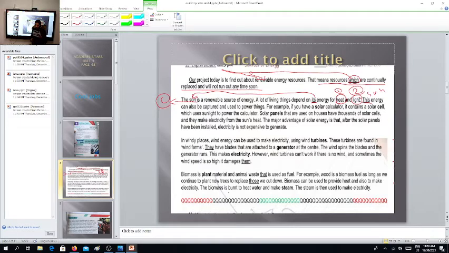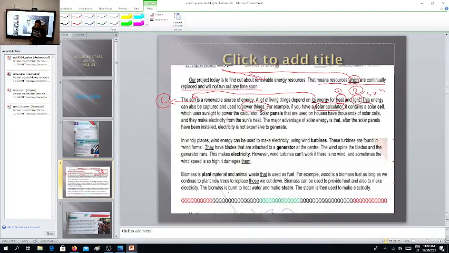Here we can recognize or know that sun also generates electricity. How? Because they said can also be captured and used to power things. Power things means give electricity or generate electricity. For example, if you have a solar calculator, it contains a solar cell which uses sunlight to power the calculator.